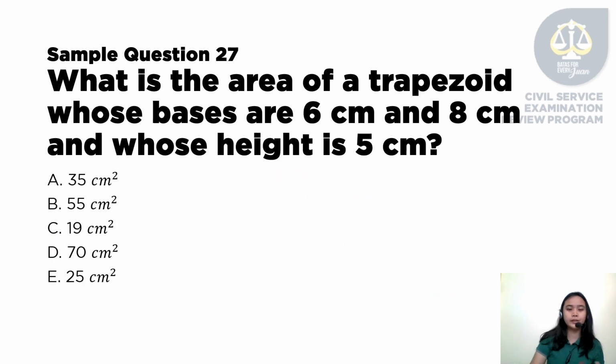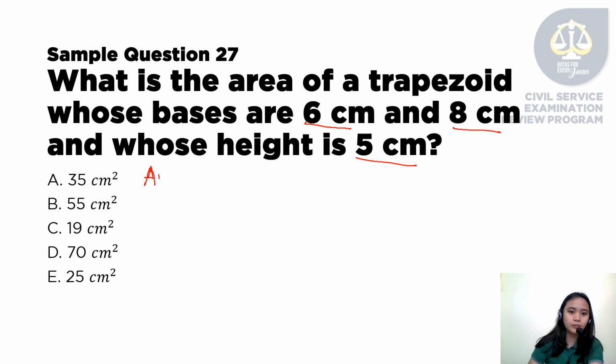For number 27, what is the area of a trapezoid whose bases are 6 cm and 8 cm and whose height is 5 cm? So, area ng trapezoid, basahin lang natin yung choices. A, 35 cm squared. B, 55 cm squared. C, 19 cm squared. D, 70 cm squared. And E, 25 cm squared.